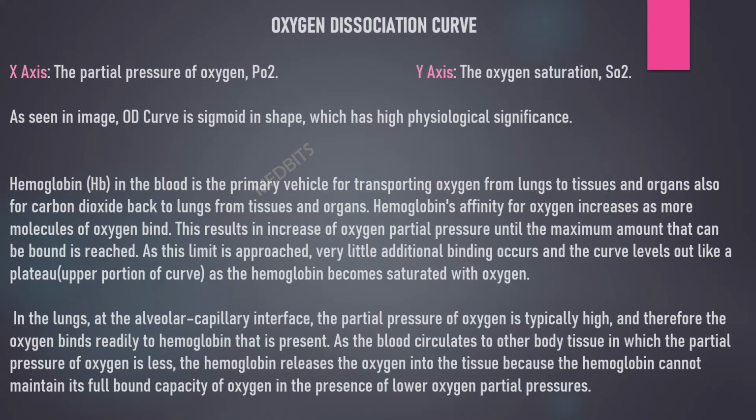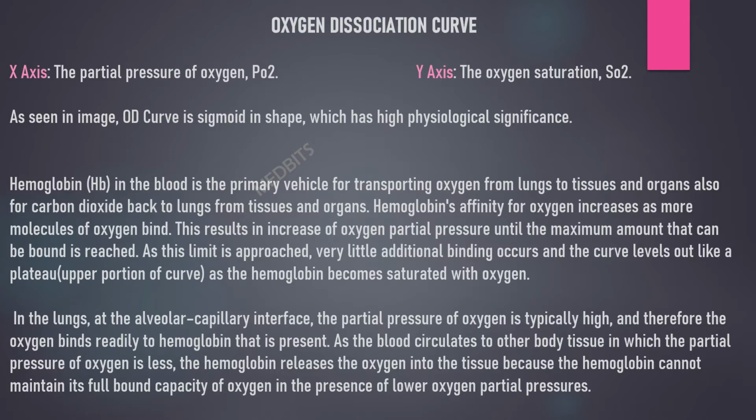Now let's look into the oxygen dissociation curve details once again. Don't forget to draw the diagram. It's very simple. The x-axis is partial pressure of oxygen, PO2, and the y-axis is the oxygen saturation, SO2. As seen in the image, the oxygen dissociation curve is sigmoid in shape, which has high physiological significance. Hemoglobin in the blood is the primary vehicle for transporting oxygen from lungs to tissues and organs, and also carbon dioxide back to lungs from tissues and organs.